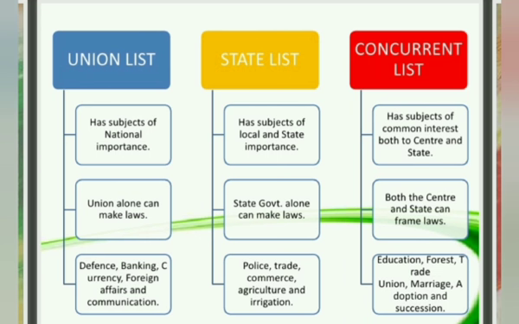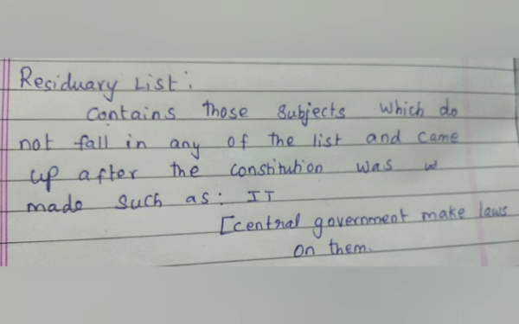Now we see the residual list. It contains those subjects which don't fall in any of the lists: union list, state list and concurrent list, and came up after the constitution was made, such as, for example, IT. Central government makes laws on them.